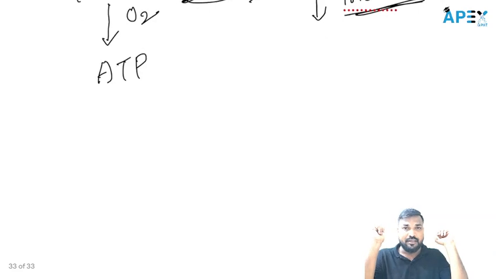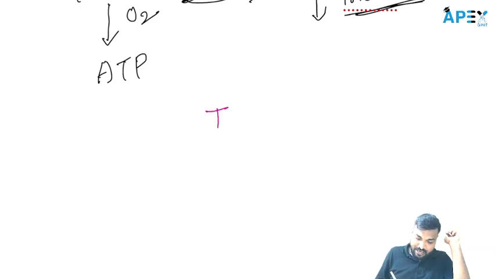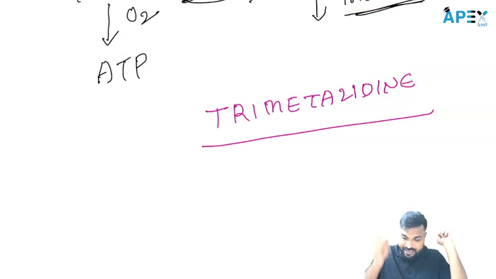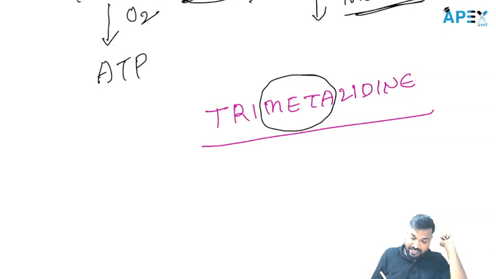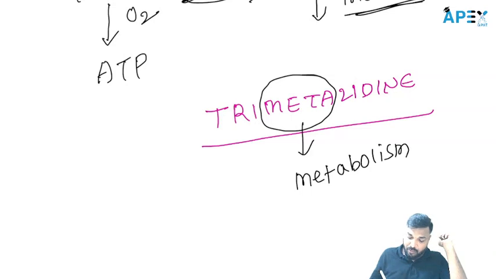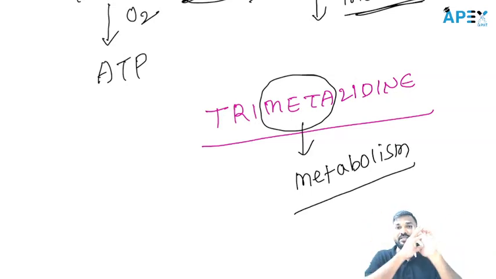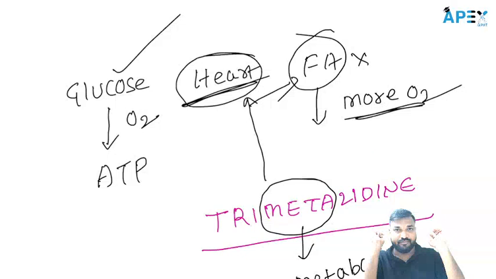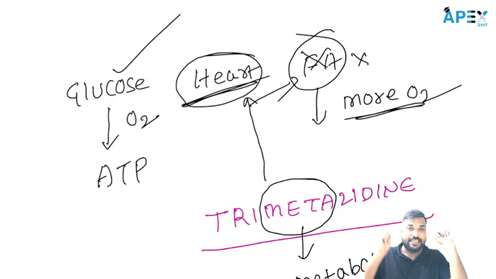To request the heart, we sent one special person. What is the name of the special person? Trimetazidine. In the name itself, we have meta. Meta means metabolism. This drug can change the metabolism. Trimetazidine reaches the heart and after reaching the heart says, don't use the fatty acid.